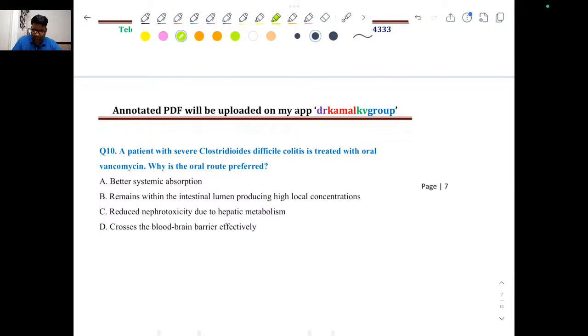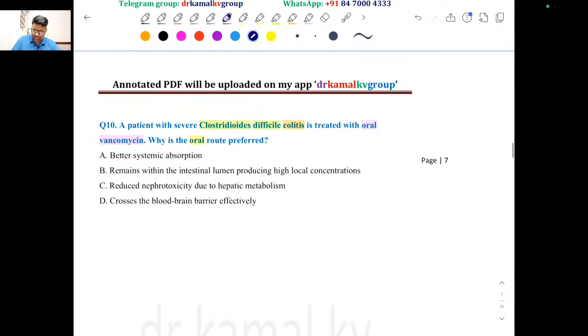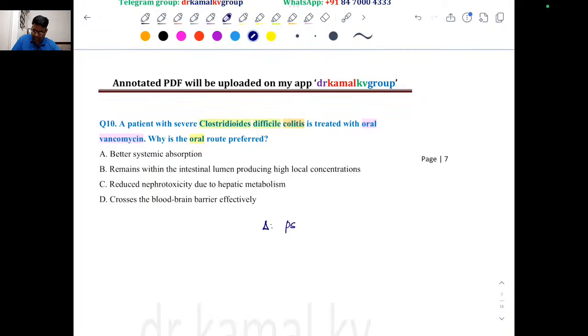A patient with severe Clostridioides difficile, which was previously known as Clostridium difficile colitis, is treated with oral vancomycin. Now, why do we prefer this oral route? Right, so I think all of you can understand this is a classical case of pseudomembranous colitis.